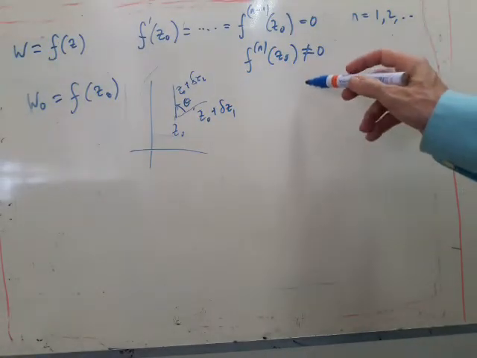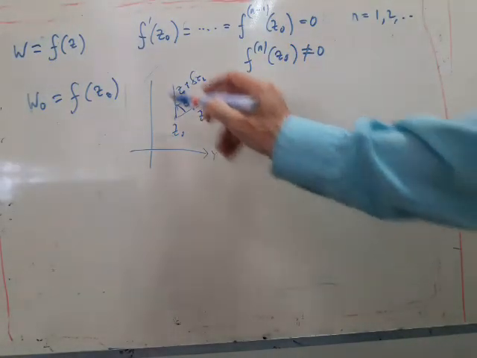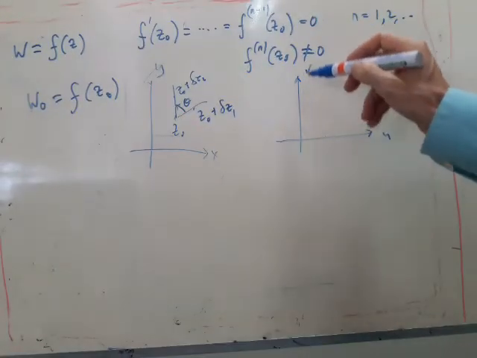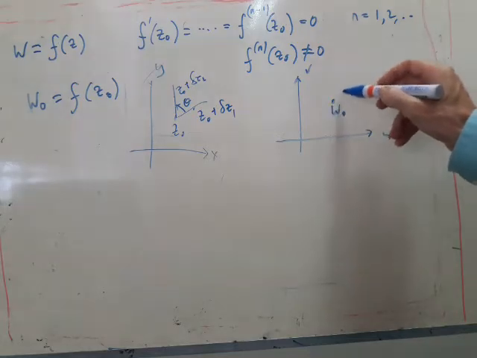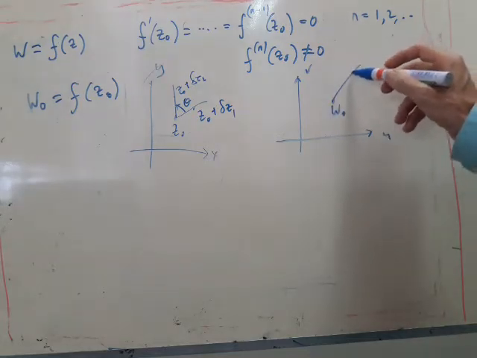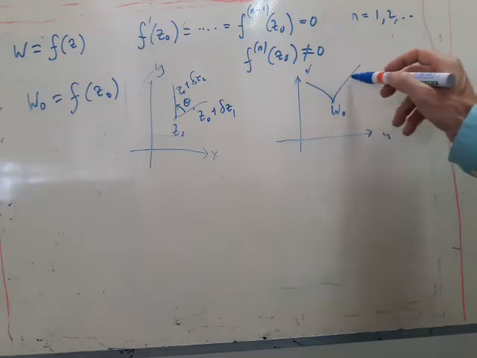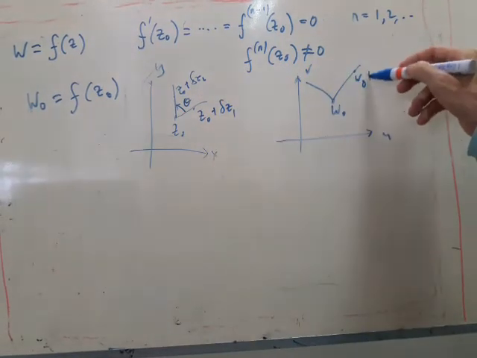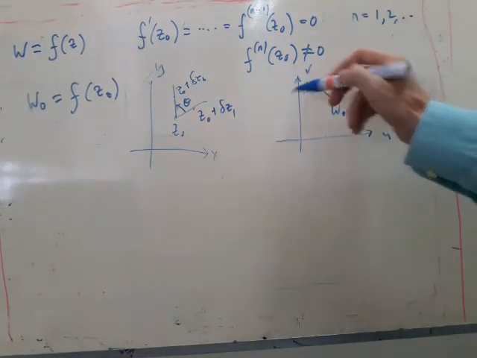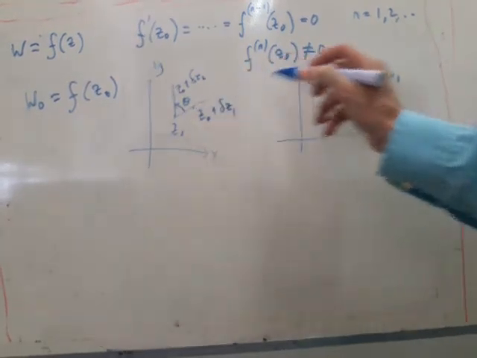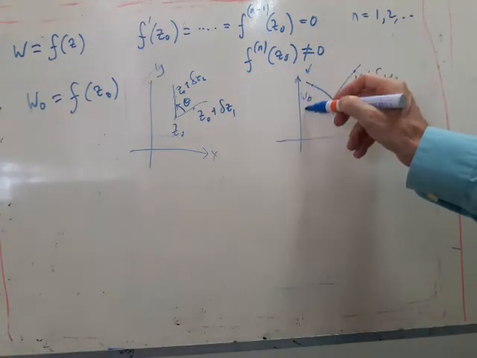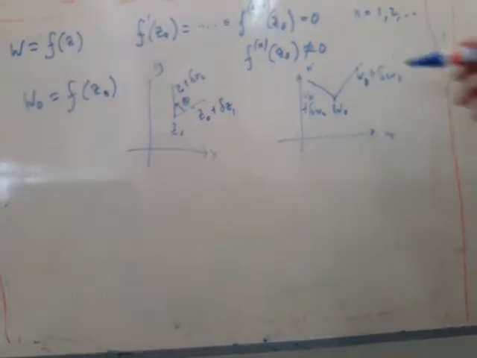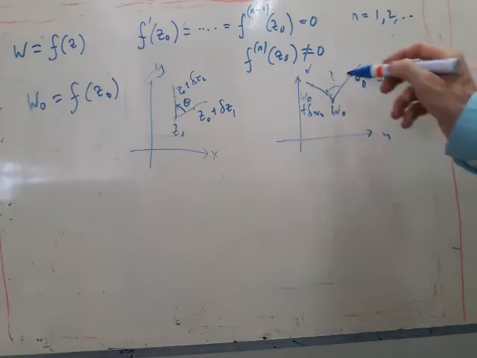And then this is going to get mapped to, on the w plane, w0. This point here gets mapped to w0 plus delta w1, and this point here gets mapped to w0 plus delta w2. Okay, so we want to know what happens. What's this angle here?